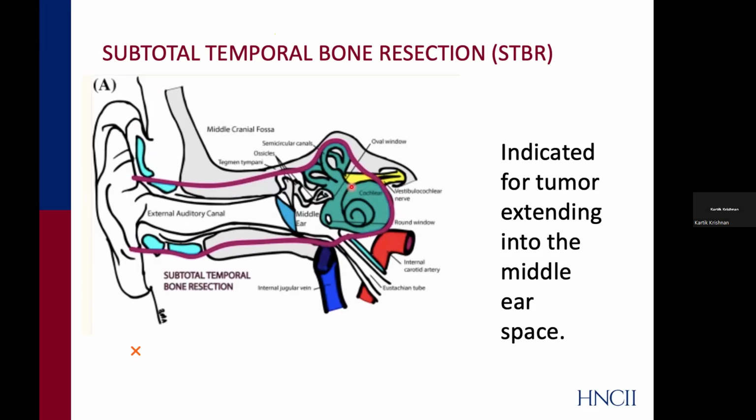And nowadays, people are talking about something called modified STBR, in which you remove only those structures which are involved. So instead of directly jumping in and removing your complete inner ear, you save it. If your disease is only limited to your middle ear and your inner ear is completely free, then you need not remove those structures. So that is called modified STBR.